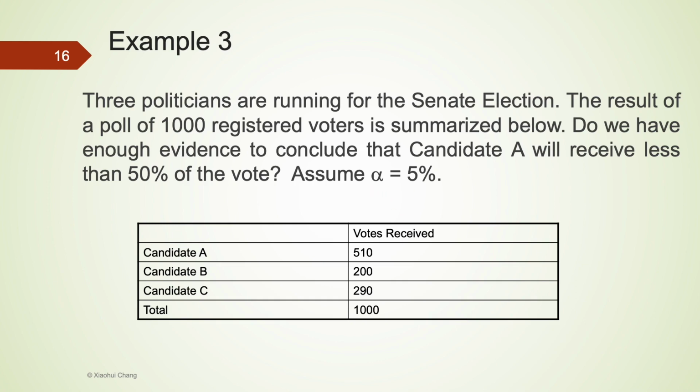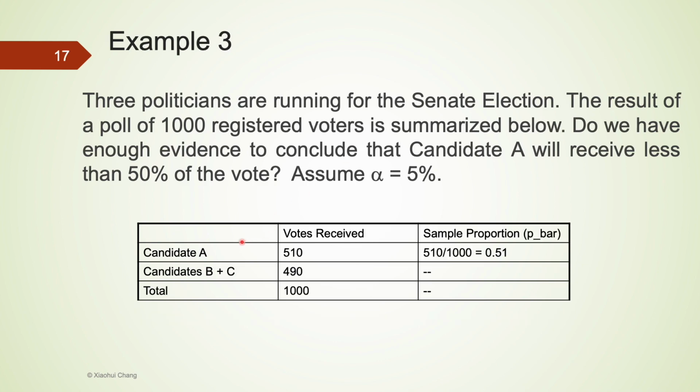Assume alpha is 5%. It is very important to notice that the variable of interest is the proportion of voters who are going to vote for A. And we are dealing with categorical data in this exercise. So we're considering voters whether they vote for A or they do not vote for A. So it's a yes or no. Clearly, it is categorical data.